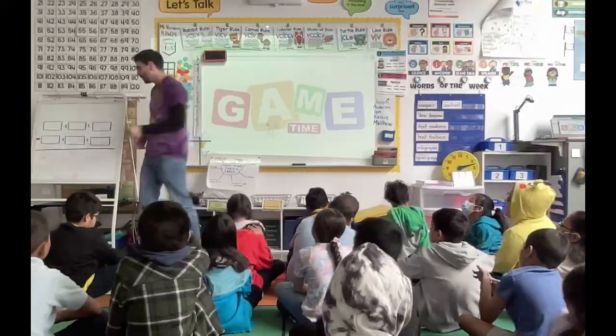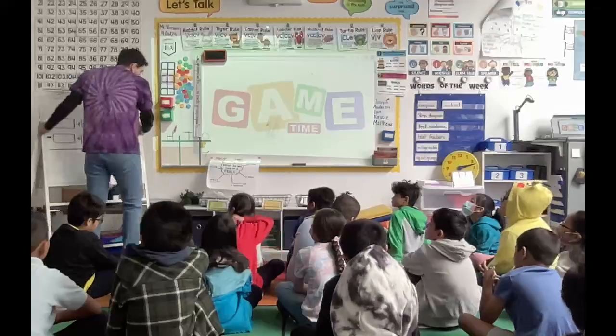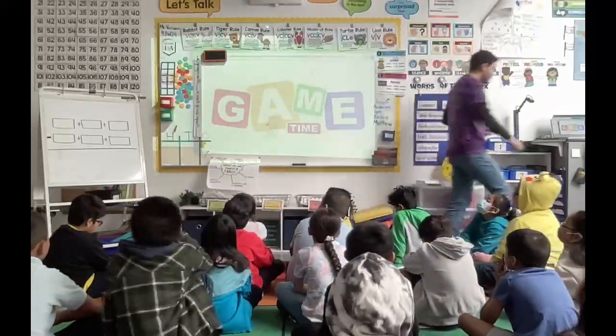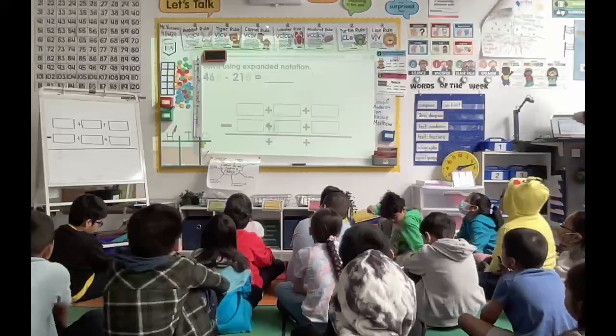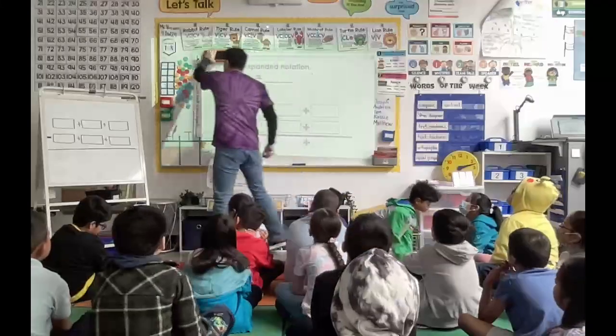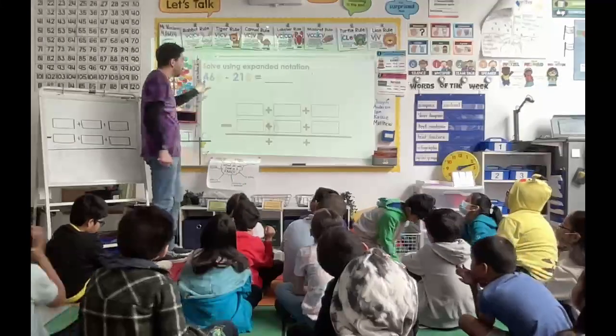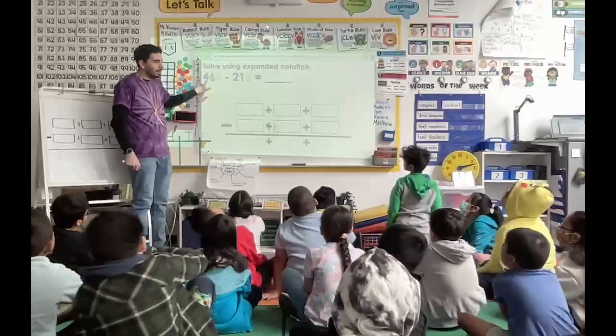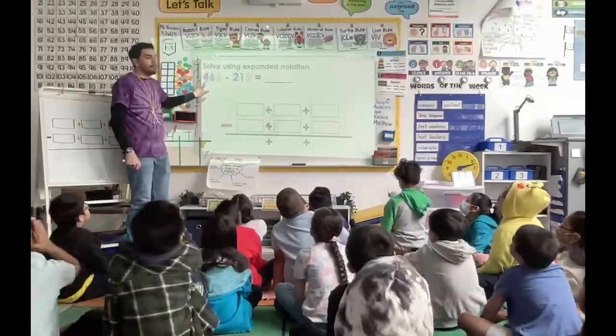Got it? Right, so let's practice solving using expanded notation. So let's read our equation that we're going to be solving. Ready? Go.